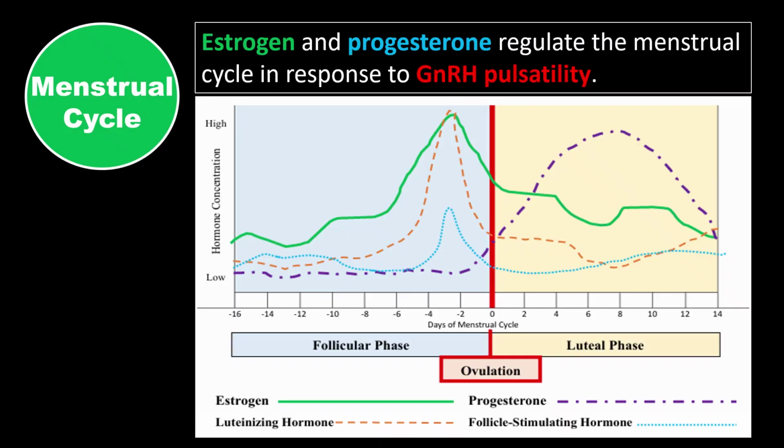Yeah, so you'll see that just prior to ovulation, estrogen and gonadotropins spike. And then as those levels come down, that is where you'll start to see that gradual increase in progesterone over time.